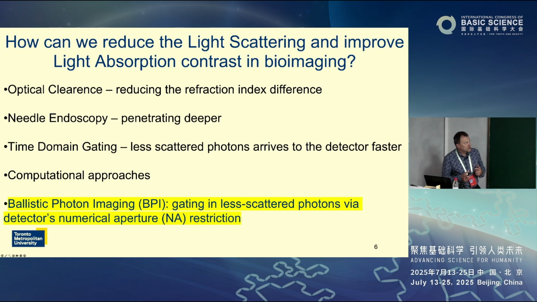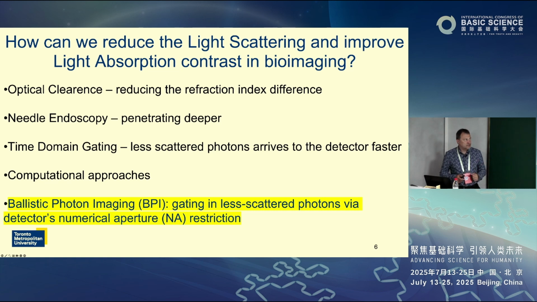First of all, we can apply optical clearing and reduce the refractive index difference. In this case, there will be no physical basis for the scattering, or at least we can reduce it. The second approach is, for instance, applying needle endoscopy. So we can penetrate inside the skin and see some deep structures because we approach that with a needle.